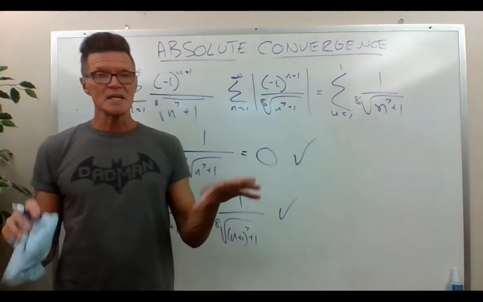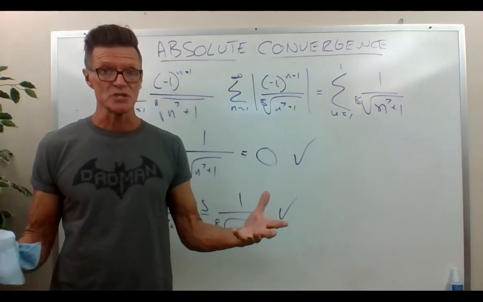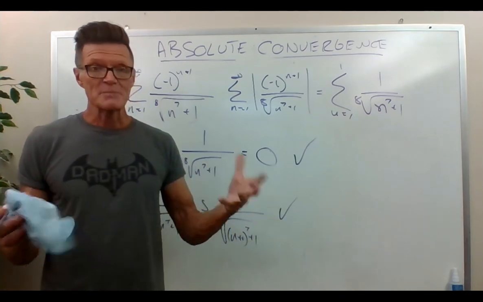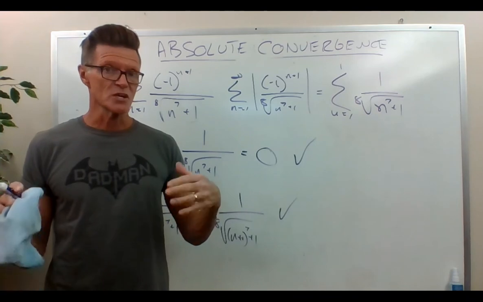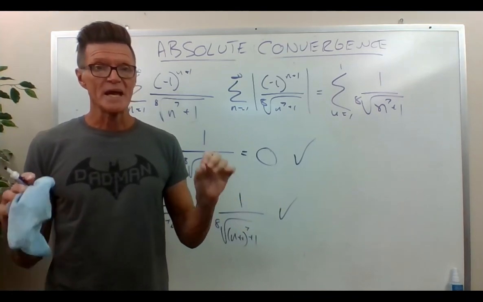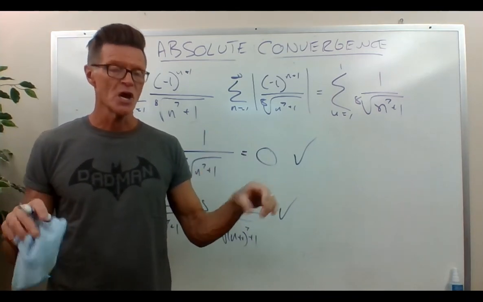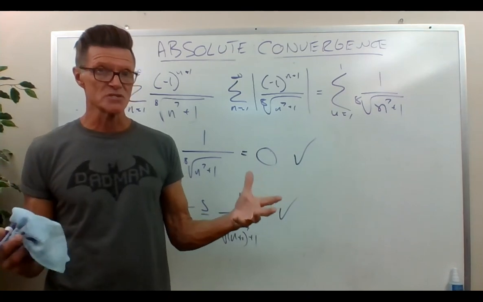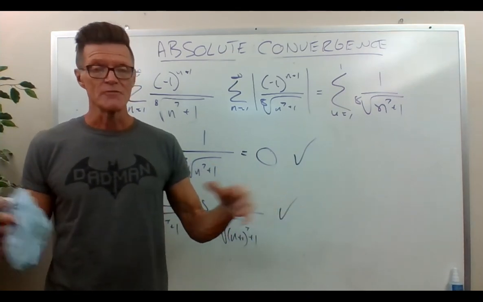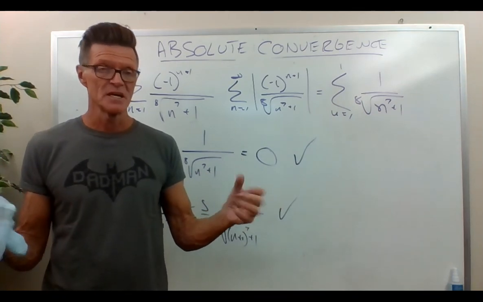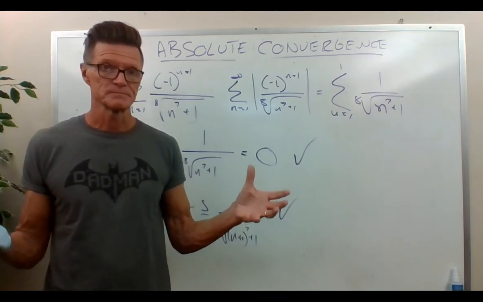So by the alternating series test, it converges. So by absolute convergence, no, it diverges. Alternating series test, it converges. So therefore we have conditional convergence, which means that this series only converges when the terms are alternating. If all the terms were positive, it would diverge.